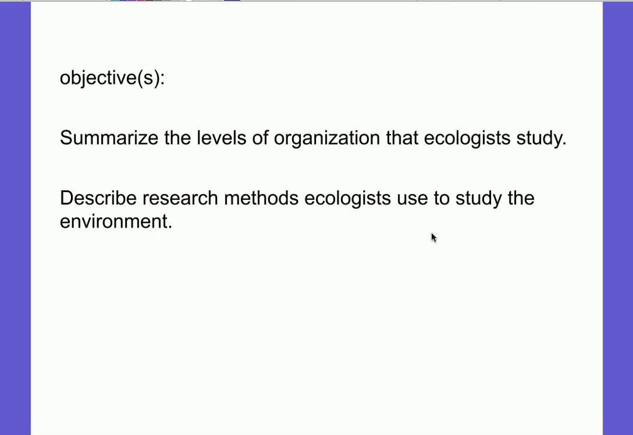Okay, biology kids, we just finished our unit on evolution, and we need to get started on a new unit here over ecology. This first chapter in this unit is on principles of ecology. This first section is on the relationships that those ecologists study. So your objectives for this section are to summarize the levels of organization that ecologists study, and then also to describe research methods ecologists use to study the environment.